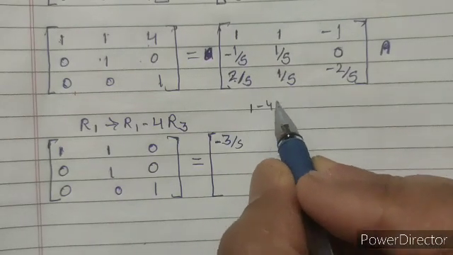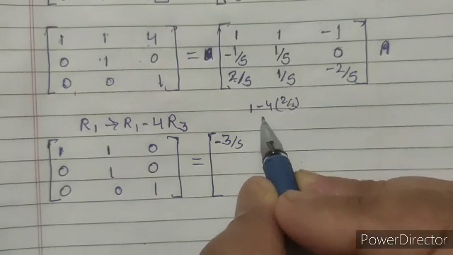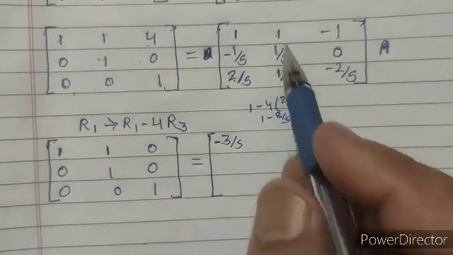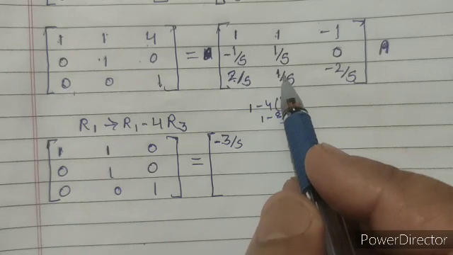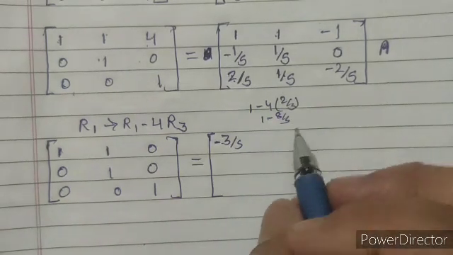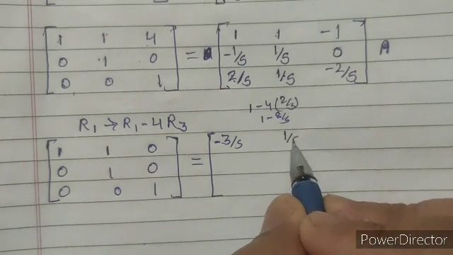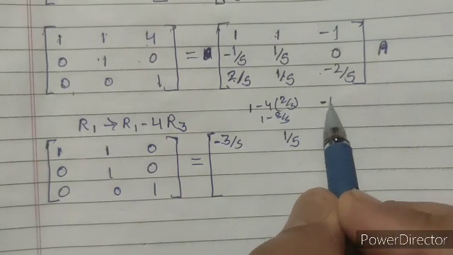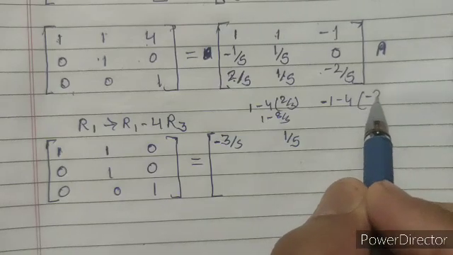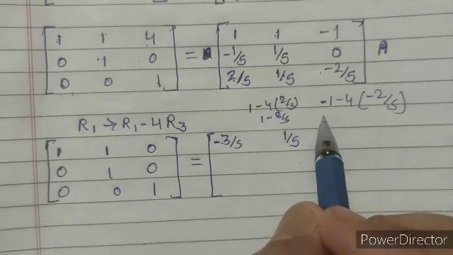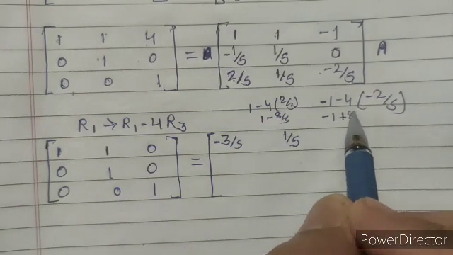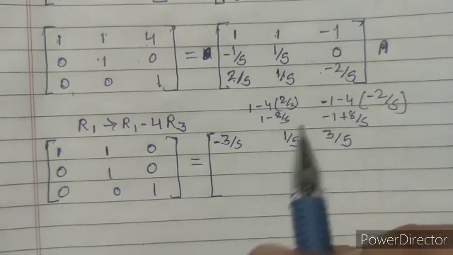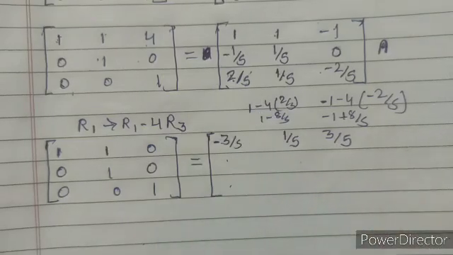1 minus 4 into 2 by 5, that is 1 minus 8 by 5, and that will give us minus 3 by 5. Now 1 minus 4 into 1 by 5 will be equal to 1 by 5, and minus 1 minus 4 into minus 2 by 5 will give us minus 1 plus 8 by 5, and that will be equal to 3 by 5. Now second and third row will remain the same.